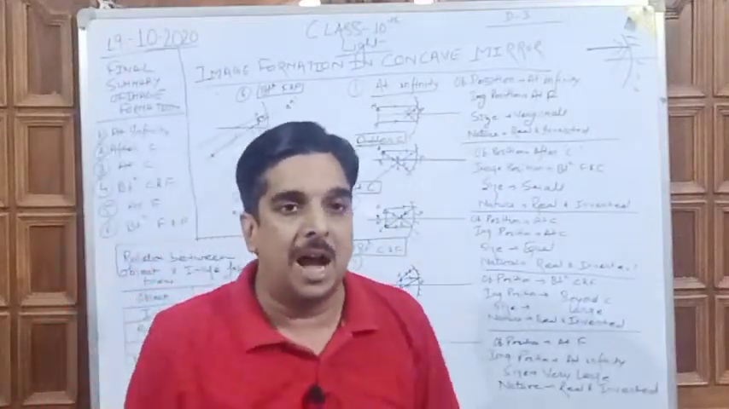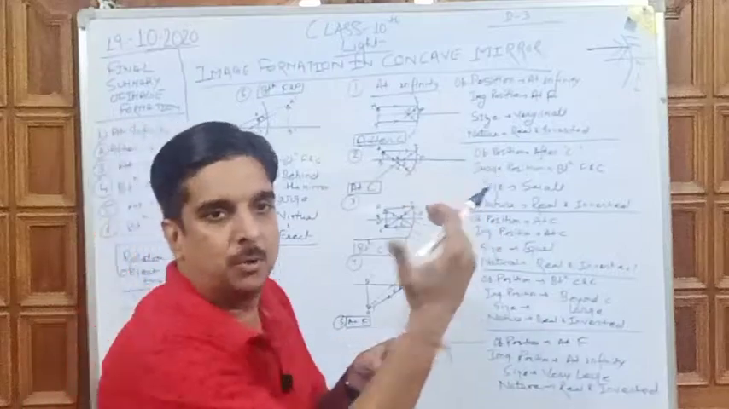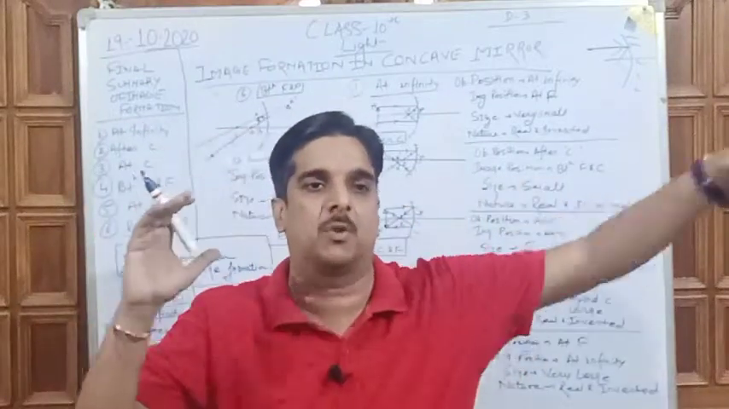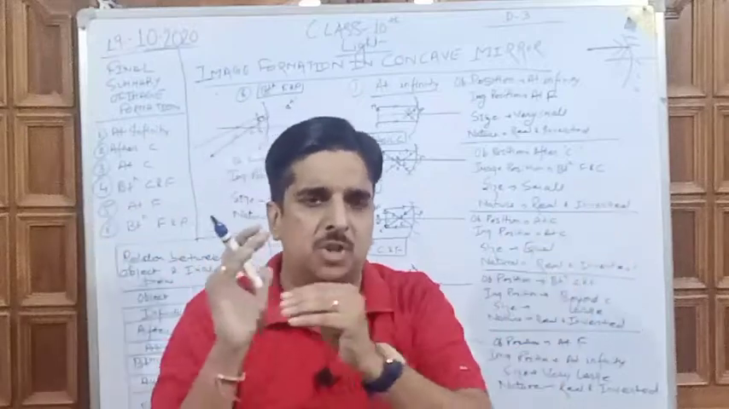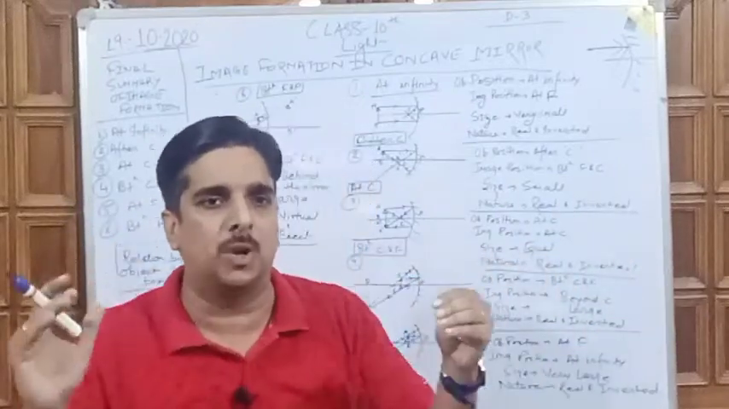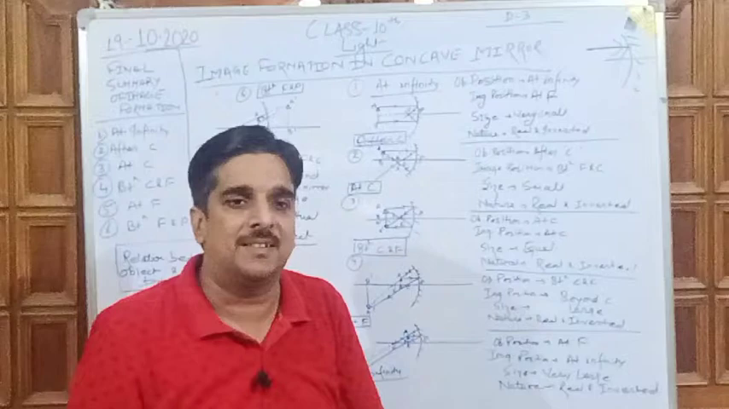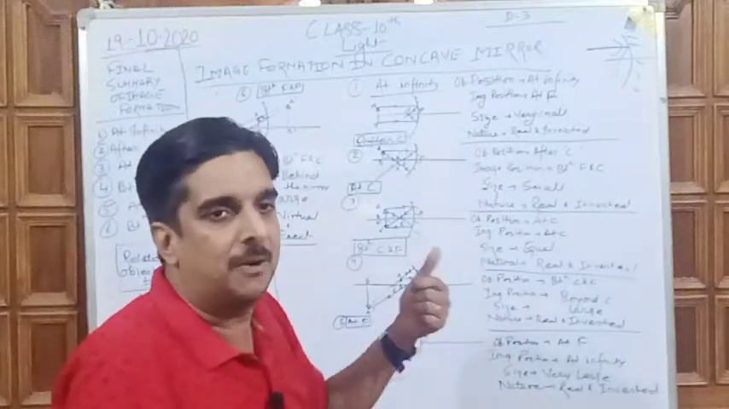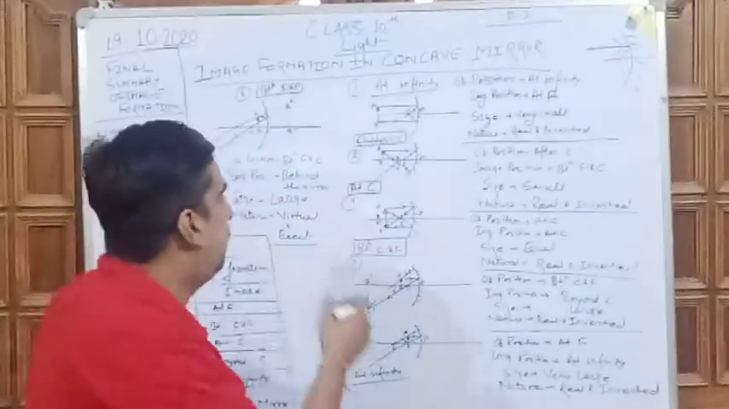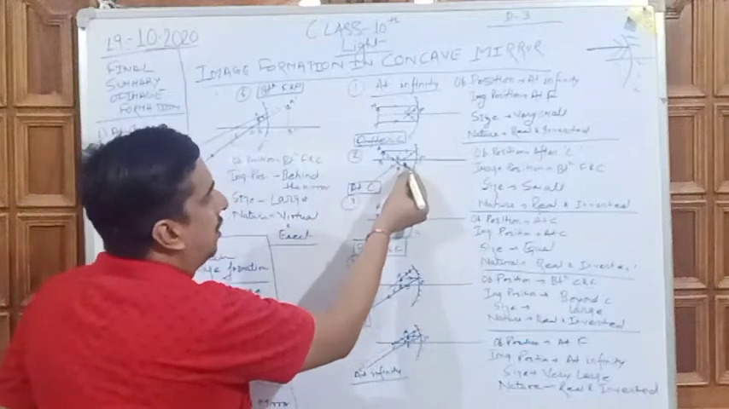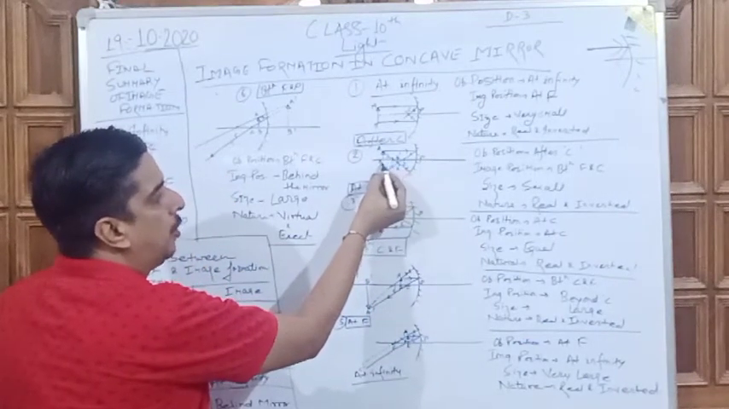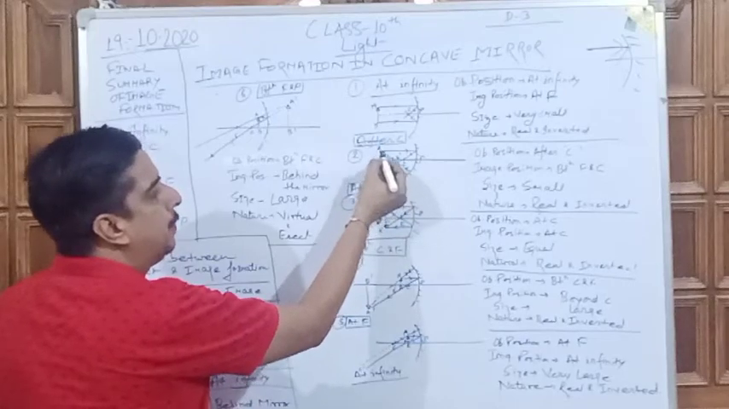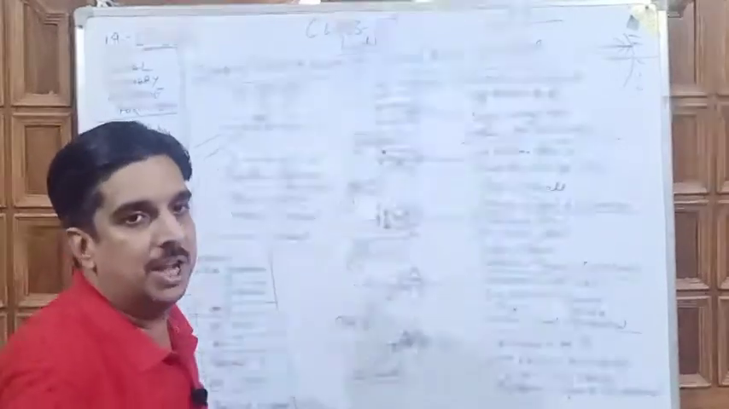Second one, object after C. Like I told you, if the object was very far away, now we have the distance between P and the object as a part of C, after C. Show it clearly: this one is the point F, this one is the point C, and the object is after C, and we'll name it AB.